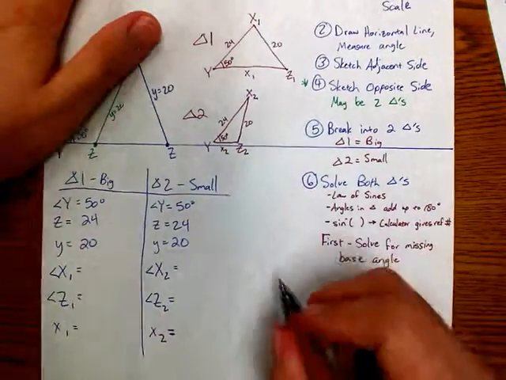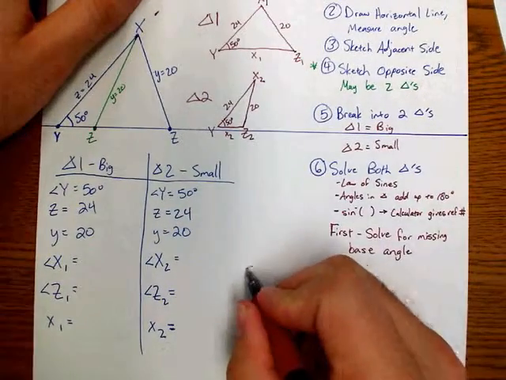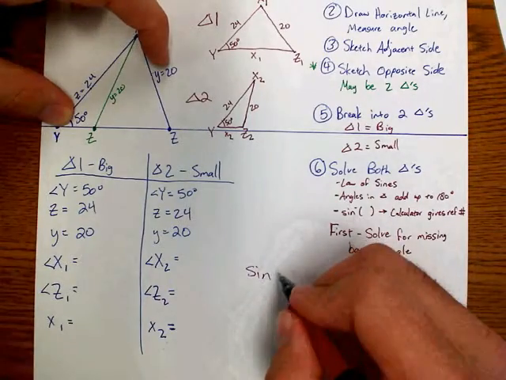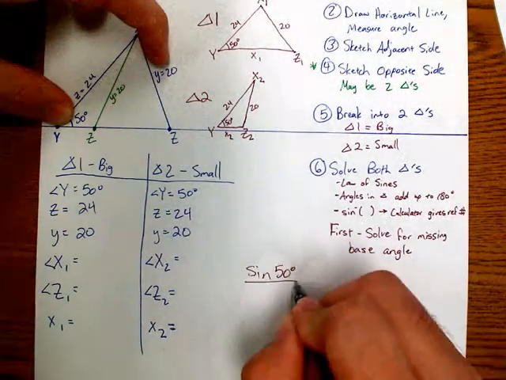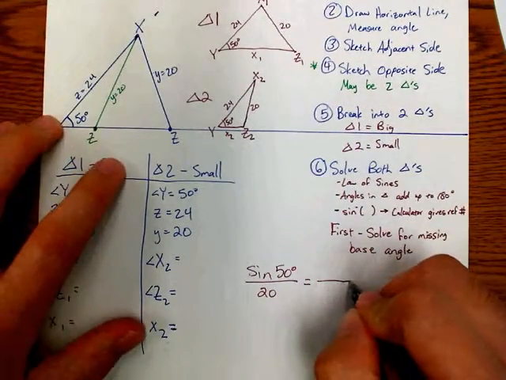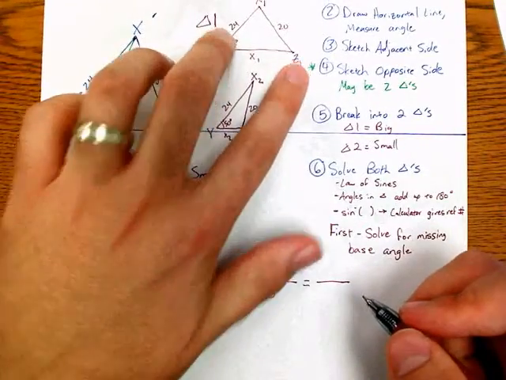So remember your law of sines. I'm going to take what I know, which is y across from y, so that's sine of 50 degrees over 20 equals, now the side opposite my z, no matter which one I do, is 24. You can see that from the two triangles here.